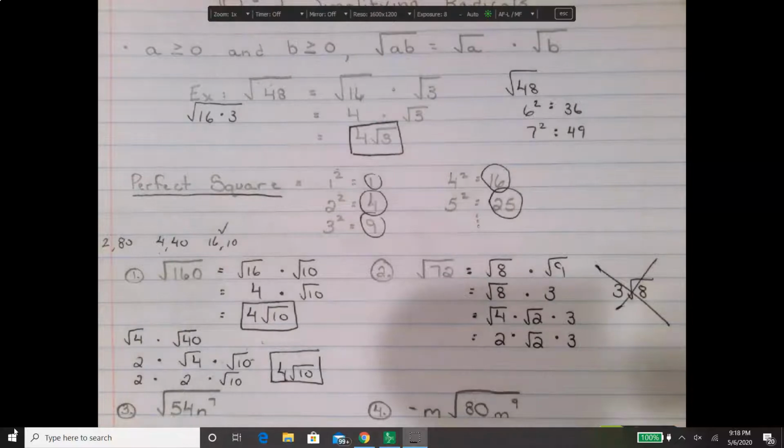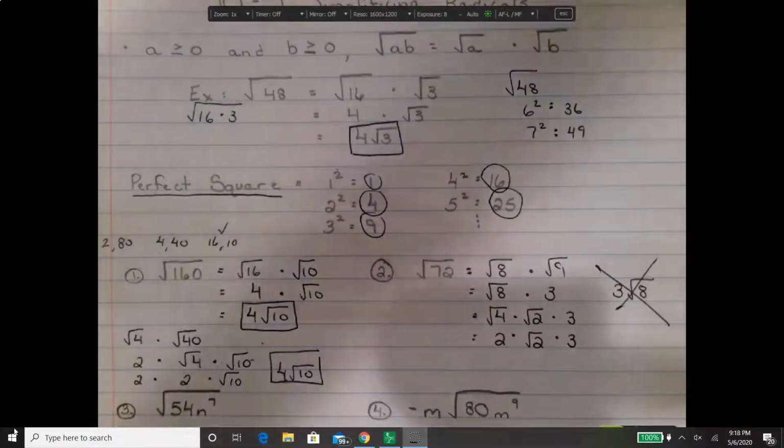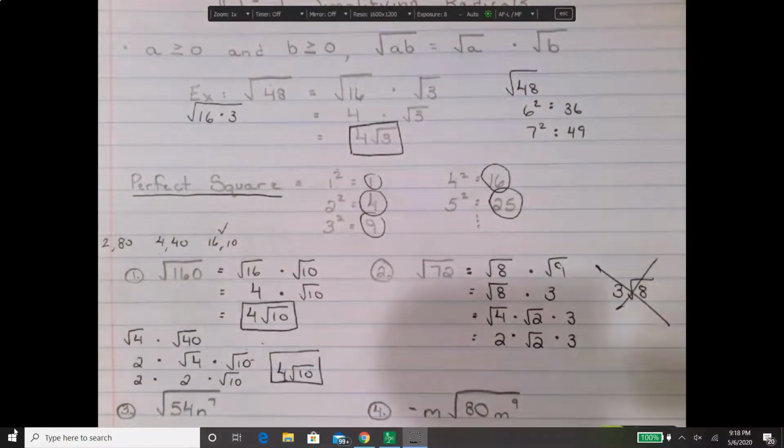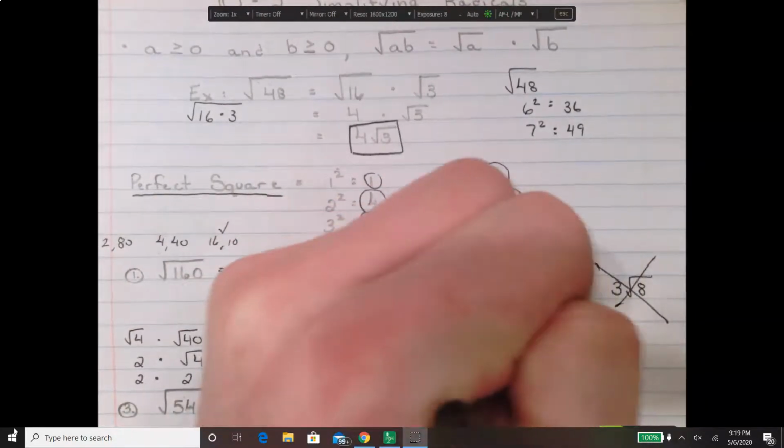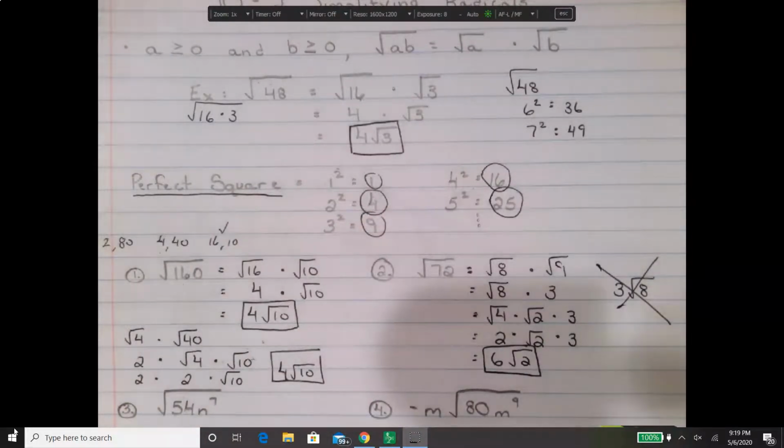And then my final step, I just want to combine like terms. And my like terms here are going to be the 2 and the 3, the whole numbers. So when I multiply those, I'm going to get 6 radical 2. And that is going to be my final answer, 6 radical 2.